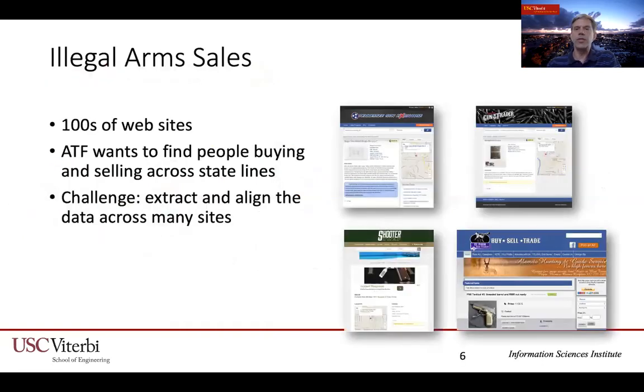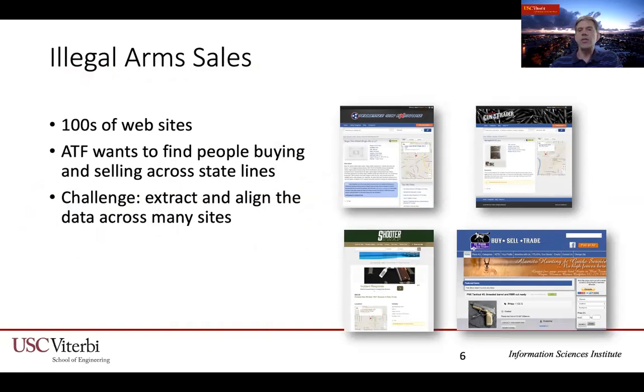Okay, so let's start with the first application. I mentioned illegal arms sales. The challenge here is that you essentially have hundreds of websites out there on the internet that are allowing people to buy and sell guns. Now, these by themselves are not necessarily illegal. The challenge is that sometimes people will buy guns on one site and sell them on a different site. And it is illegal to buy and sell guns across state lines without appropriate license.